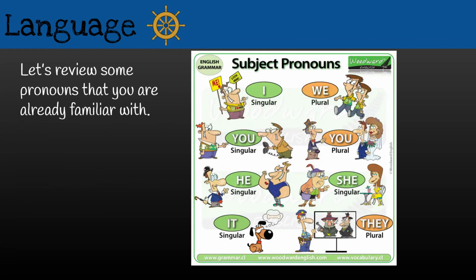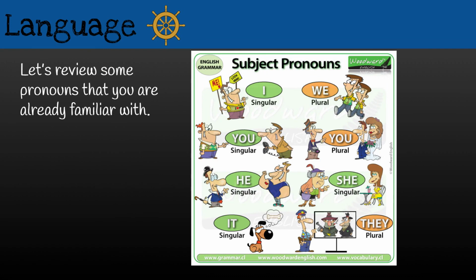So we have subject pronouns that can replace a subject in a sentence. If I look at the left-hand column in green, these are singular pronouns: I, you, he, she, or it. Notice she's over there on the right as well. Those are referring to one person or one object.